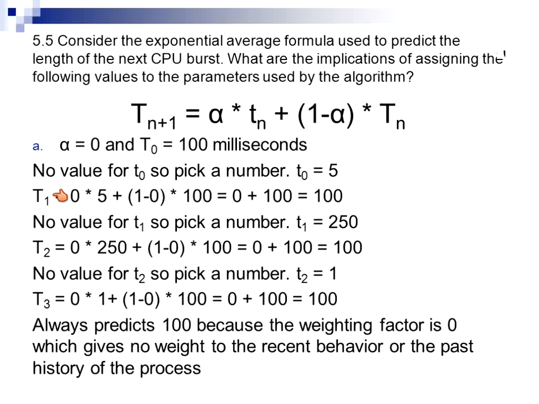Okay, so I just substitute it all in, and I get alpha, which is 0, times my most recent CPU burst, which is 5, plus 1 minus alpha, which is going to give me 1, times my prediction, which was 100. So if I go through that whole thing, calculate it out, I get 100. Okay, so that gave me one idea.